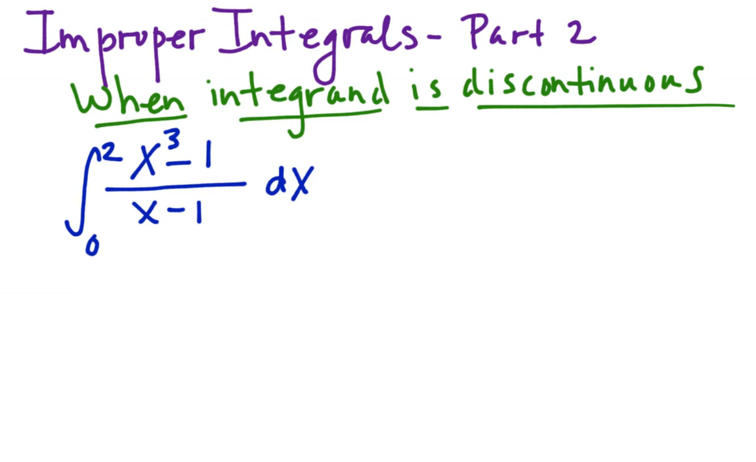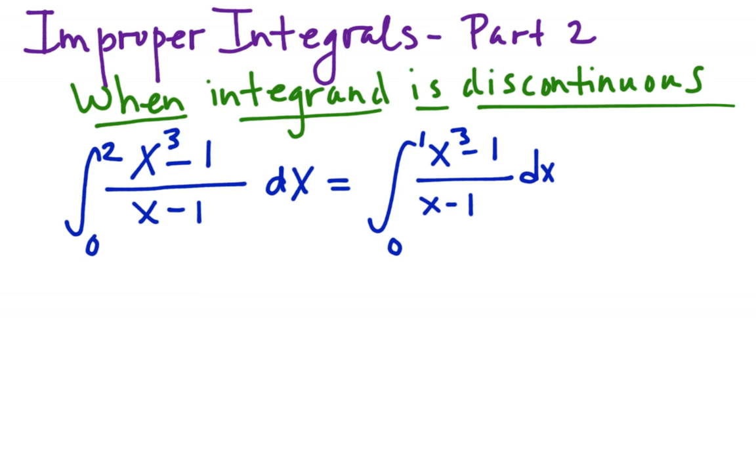So that's where I want to split this up. I want to split up my integral at 1. So I'm going to look at the integral, what's happening from 0 to 1 of x cubed minus 1 all over x minus 1 dx. And then I want to look at what's happening from 1 to 2 of x cubed minus 1 over x minus 1 dx.